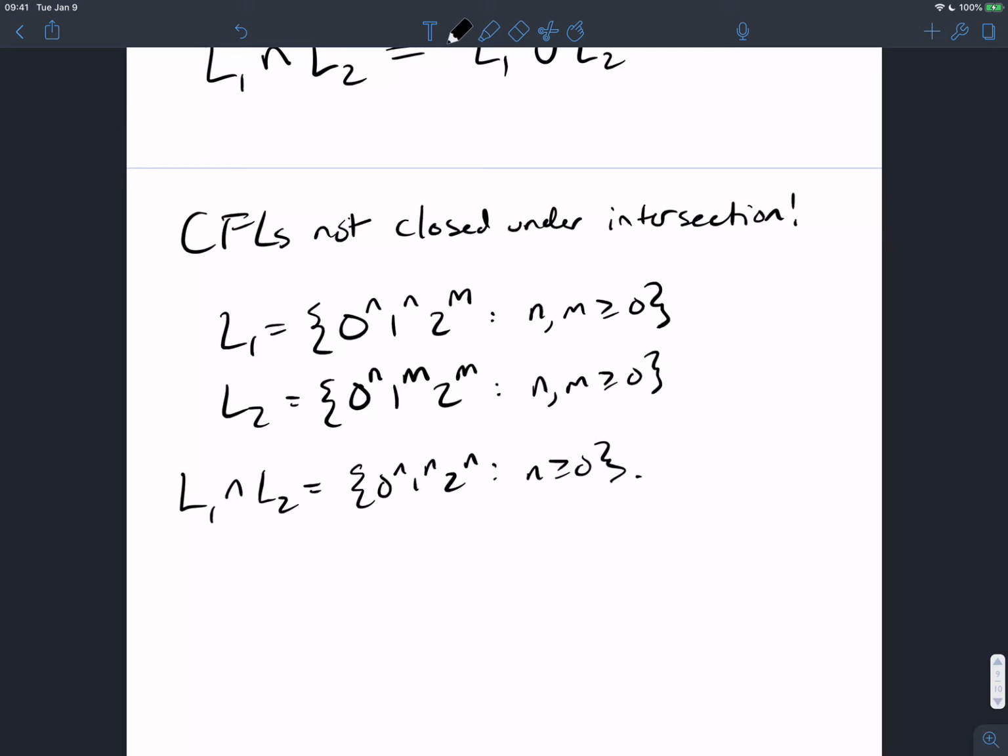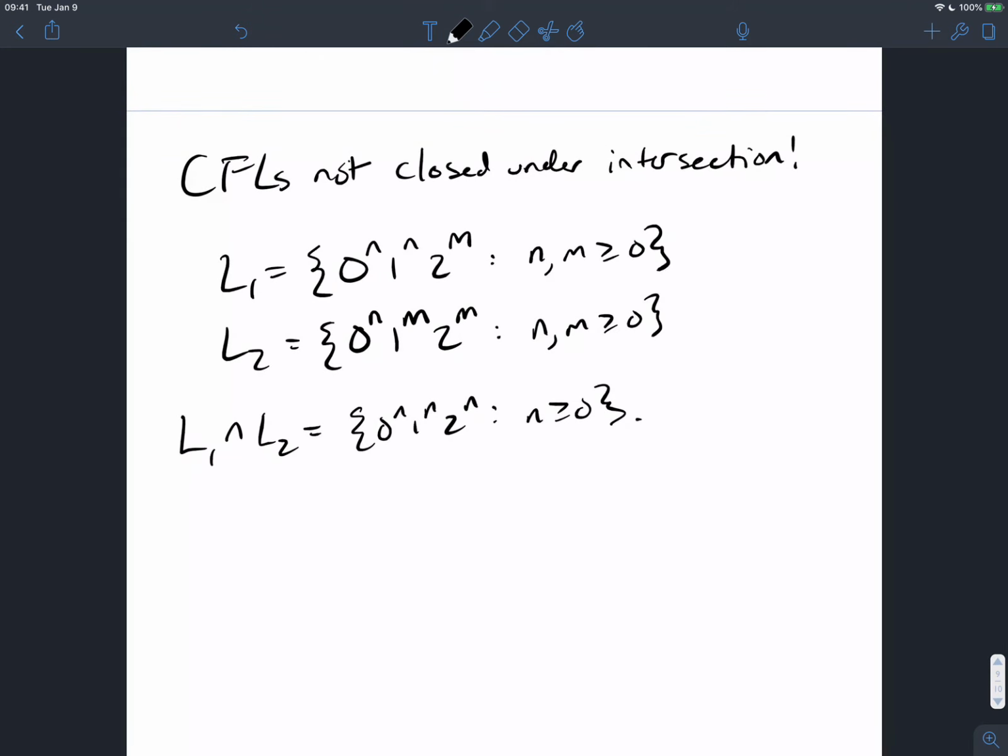So I'm just going to leave this as a Piazza thing. Could you show that L1 and L2 are both context-free? If you can, then this will give us an example of why they're not closed under intersection. But De Morgan's laws tell us that there must be one. Cool. Any questions?